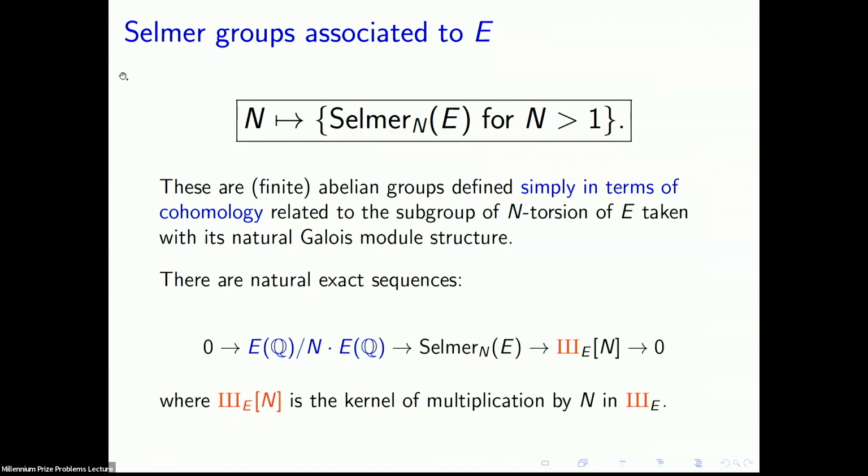Well, you would expect it's easily computable, and it is. And there are natural exact sequences that combine rational points and Sha with Selmer in this way. What this is, is rational points modulo n times rational points. So, for example, if E(Q) would be Z^r, then this would be (Z/n)^r. The bracket n here means the kernel of multiplication by n in Sha. So it's a good piece of Sha if n is large.